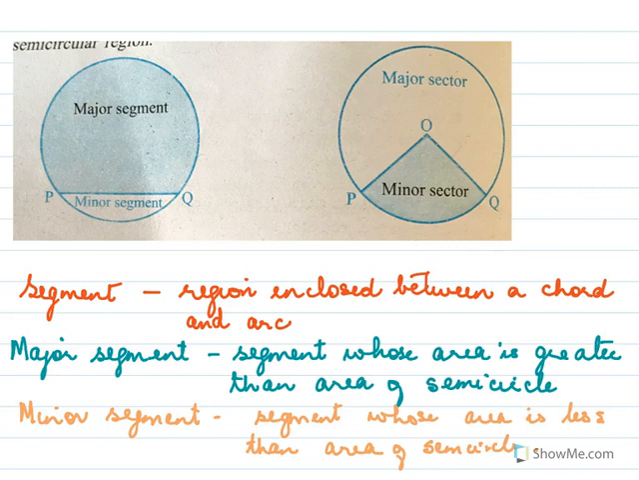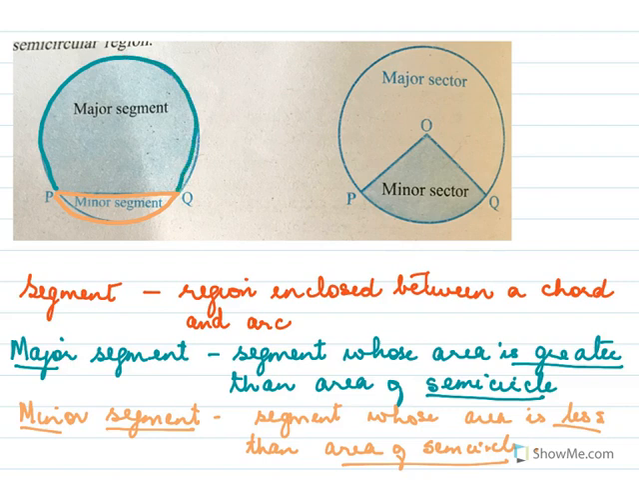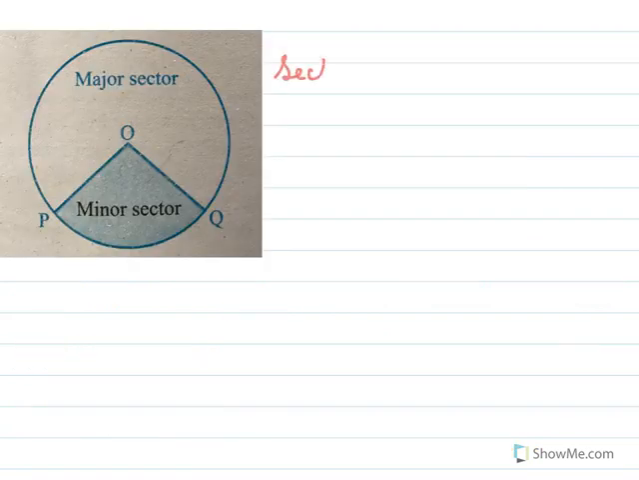So we have major segment where area is greater than semicircle, and then we have minor segment whose area is less than area of semicircle. Here this is an example of a minor segment. Area is less than semicircle, and above is the example of major segment. Next we go and see what is a sector. Now we talk about a sector.